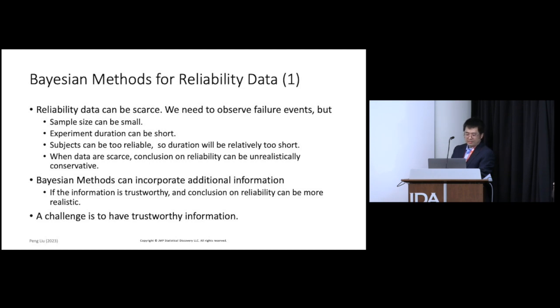You use some other method. Bayesian is one way, and it provides a formal way that you can defend your conclusion. Bayesian methods can incorporate additional information. If the information is trustworthy, conclusions on reliability can be more realistic. The instructor yesterday gave you examples of how these things can improve your inference based on limited information in the data, plus the expert opinions on the prior that can be put into the model.